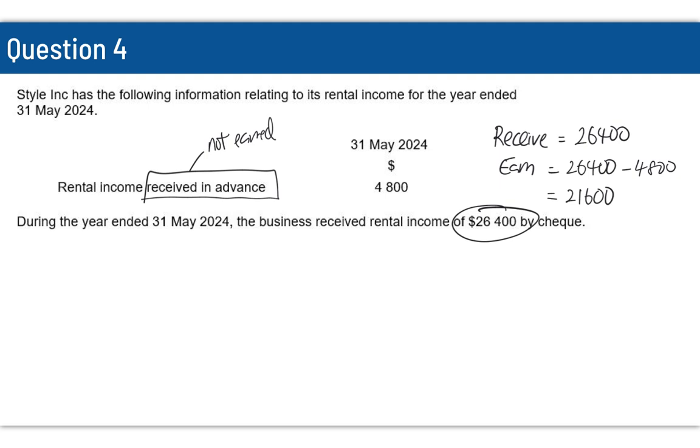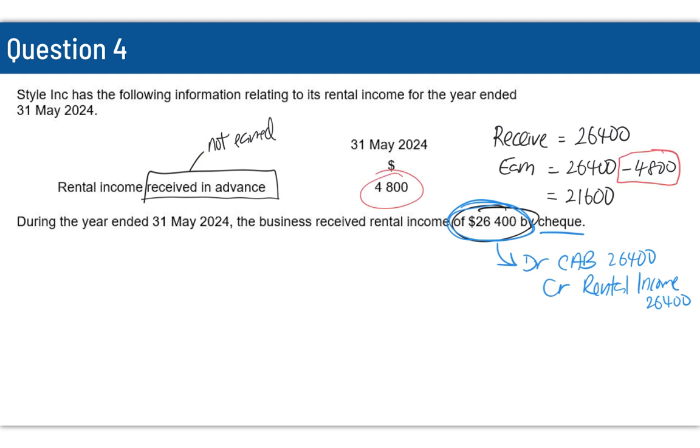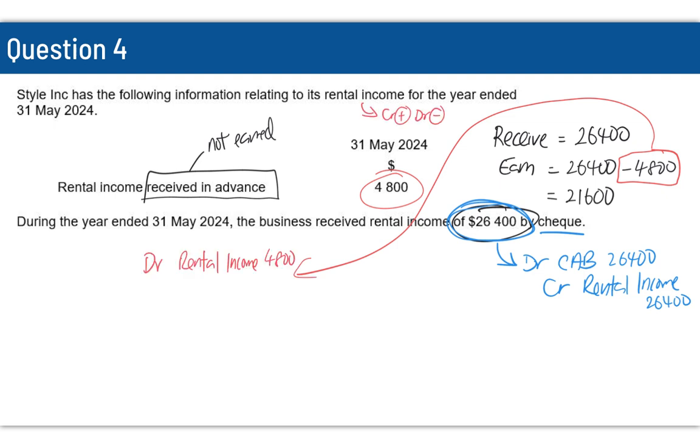The double entry for receiving rental income is simply debit cash at bank, because it's by cheque, then credit rental income. Then the double entry for the adjustment for the receipt in advance: since you are going to minus your rental income, you will have to debit your rental income, because rental income debit means minus. Okay, then what do you credit?